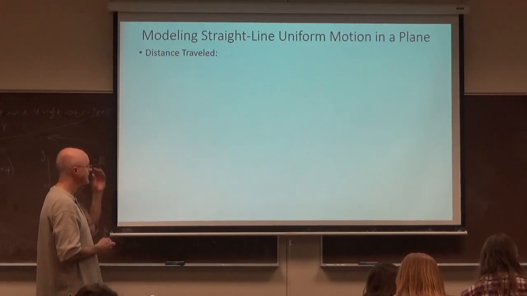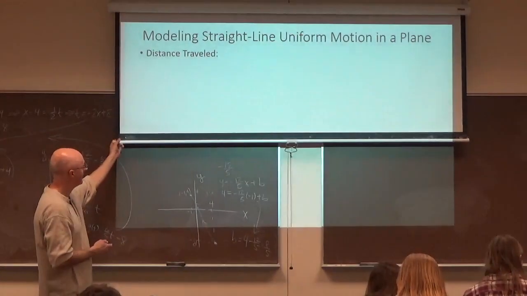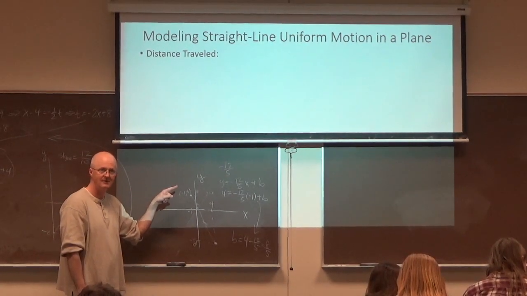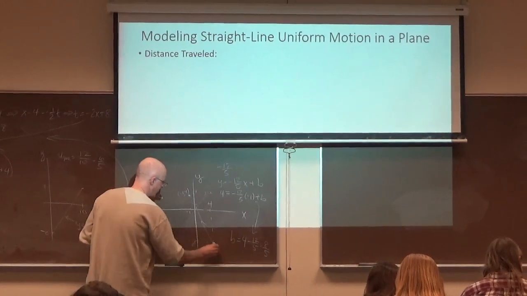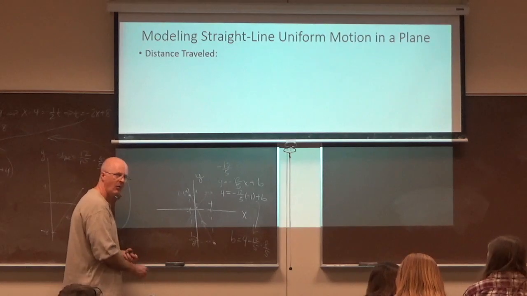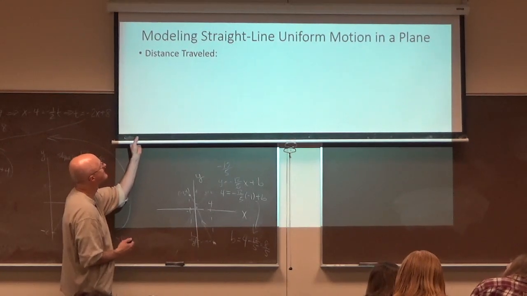But what's the distance traveled? Well, it's the length of that line segment there. You can use the Pythagorean theorem, right? Draw a right triangle in here. Or just use the distance formula. Looks like this.